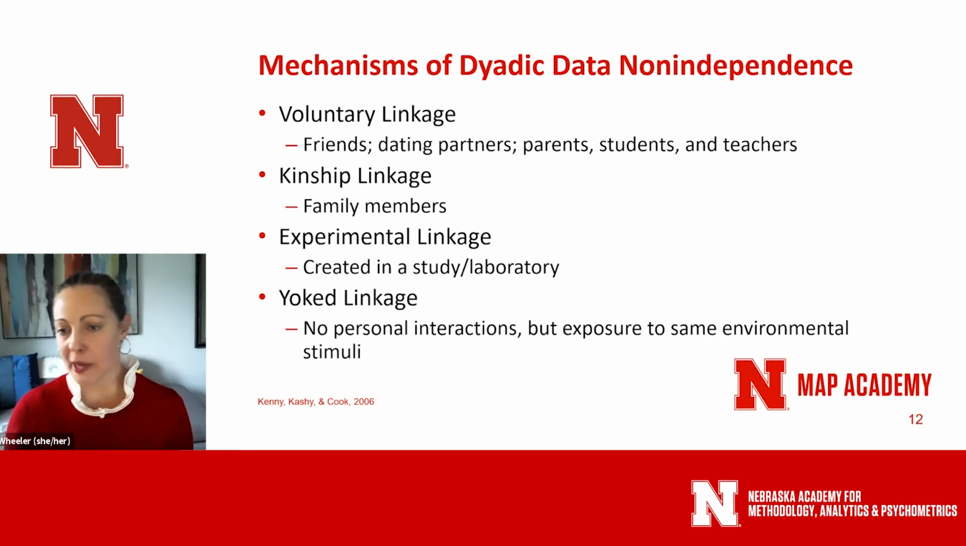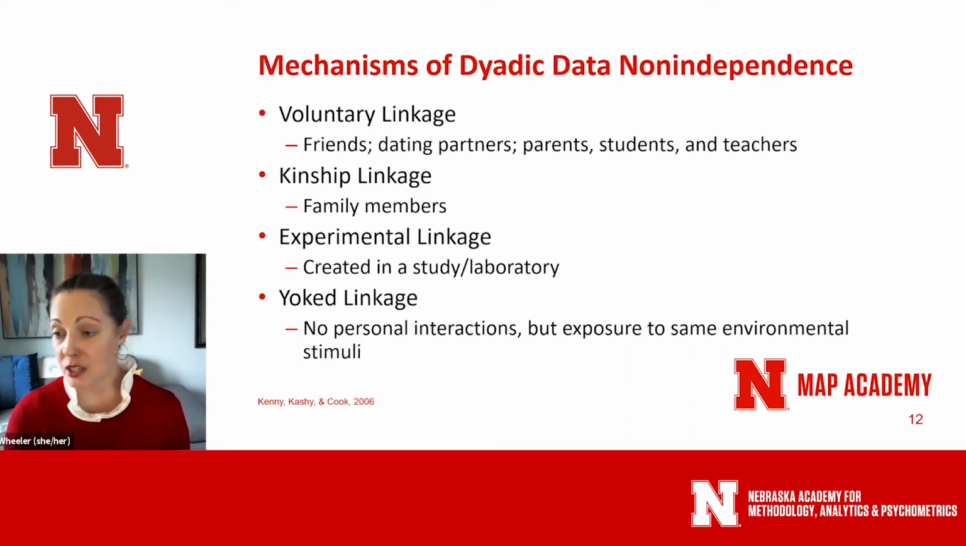So in thinking about where does this non-independence come from, right? We can think about those voluntary linkages: friends, dating partners, parents and teachers, right? So the parents of students and those linked teachers. We also have kinship linkages. So family members, right? They include shared genetics and environments.